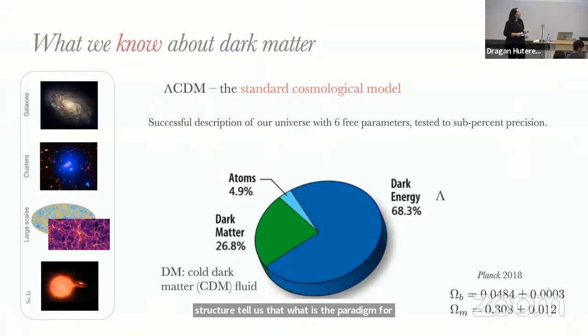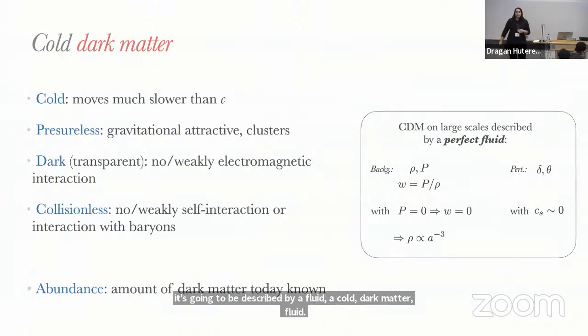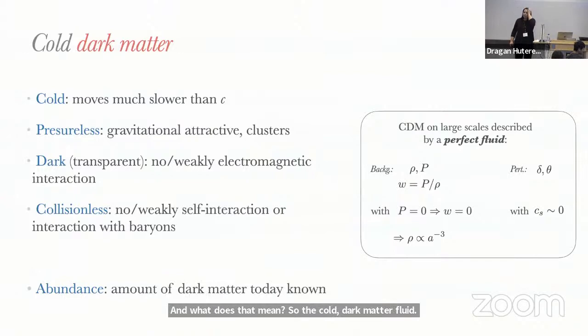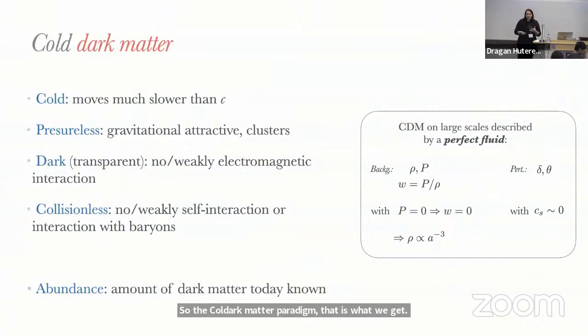In this model, dark matter is going to be around 26-27% of what our universe is composed of, as given by Planck, and is going to be described by a fluid, a cold dark matter fluid. And what does that mean? The explanation we get for dark matter from the large-scale structure is the following.